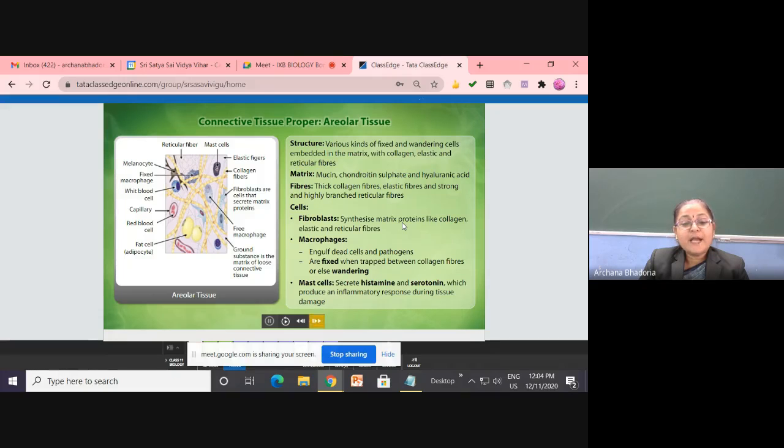Second number, you put macrophages. So they are the large amoeboid cells. Okay, large amoeboid cells which engulf dead cells. So you see from the slide, which engulf dead cells and pathogens.